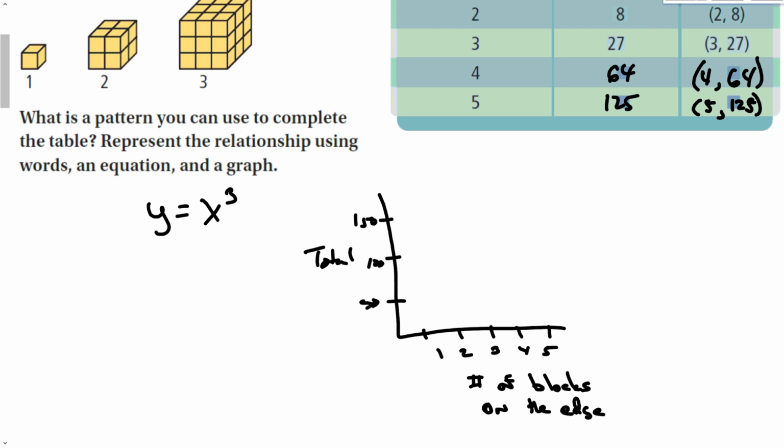150, and you can see that at one block, we have one, very little. At two blocks, now we have eight, still very little. Three blocks, now we're jumping up to about halfway. Four blocks, a little bit bigger than 50. Five blocks, 125, so that's there. And then six blocks would be six times six times six, which is 216. So if I were to do one more line here, you can see this definitely jumps up way higher to 216-ish. And we have a nice curve like that. So there's a representation of this pattern using a graph.